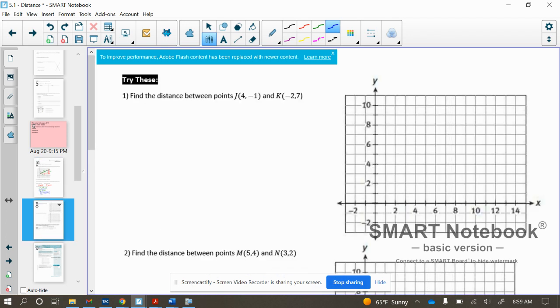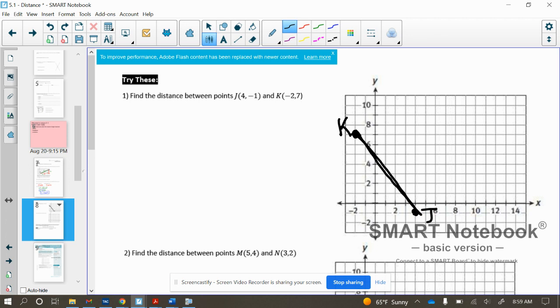On this next one, we are given another point named J, right, which is at (4, -1). So right 4, down 1, and then K, which is left 2, up 7. So J to K, or KJ, is what we're looking for the length of.